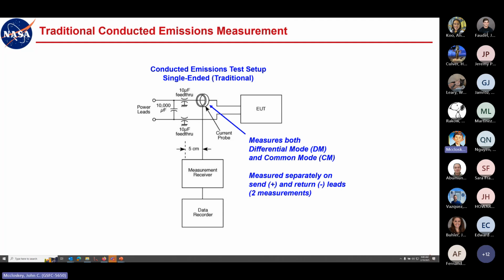And we generally measure it separately on the positive and negative or send and return leads, which means you're making two measurements per the letter of the law per MIL-STD-461. So you're making two measurements, but you're not really getting to the quantities of interest.